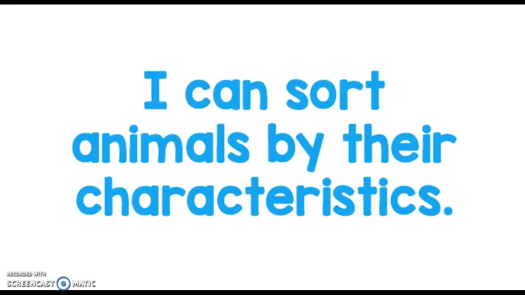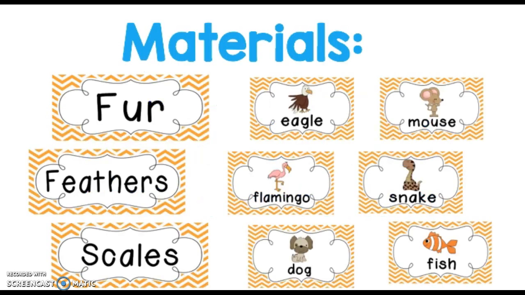Hi, boys and girls. For this activity, we are going to be sorting animals by their characteristics. The materials you're going to need for this activity are the fur, feathers, and scales sorting cards and your iPad. If you don't have those items, pause the video and go and get them now.